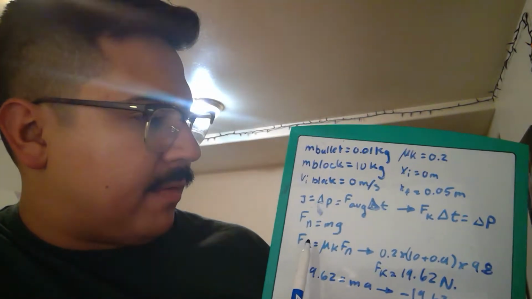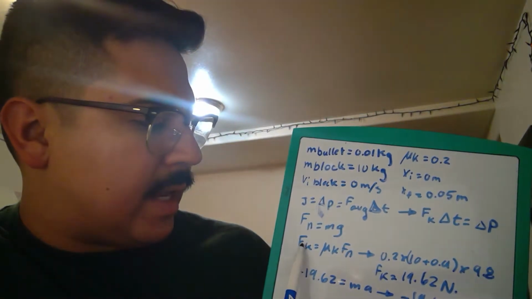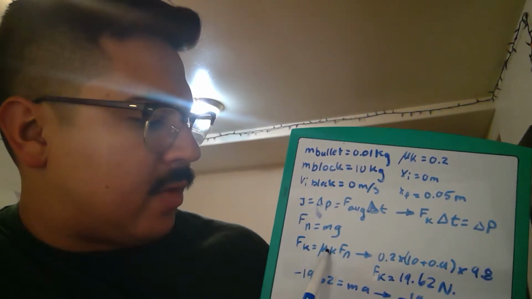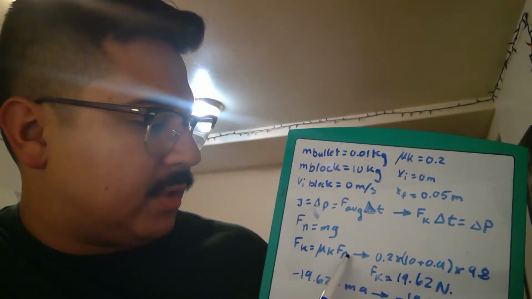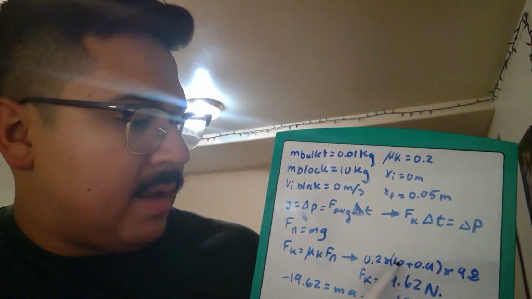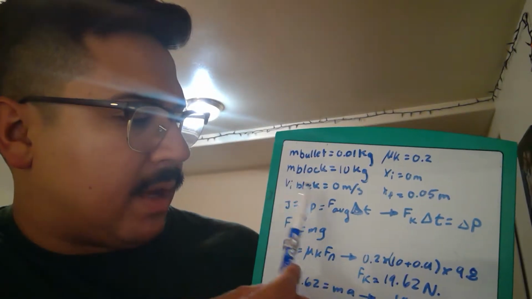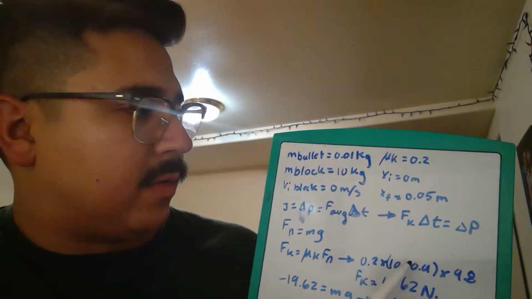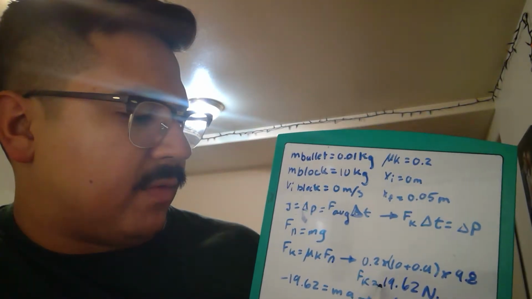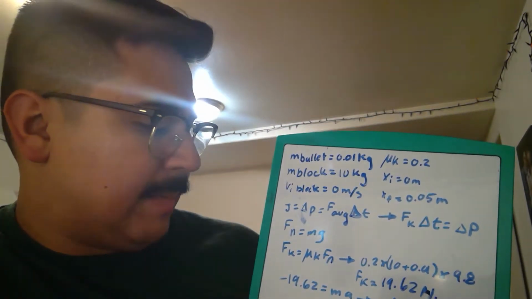And so when we're solving for our kinetic force, we're going to insert our kinetic coefficient times our normal force, which gives us 0.2 times 10 kilograms for the block, and then 0.01 kilograms for the bullet, times 9.8, which gives us a force of 19.62 newtons.